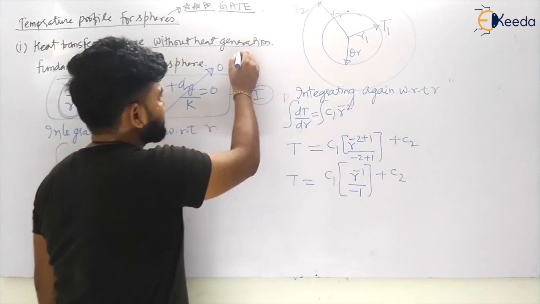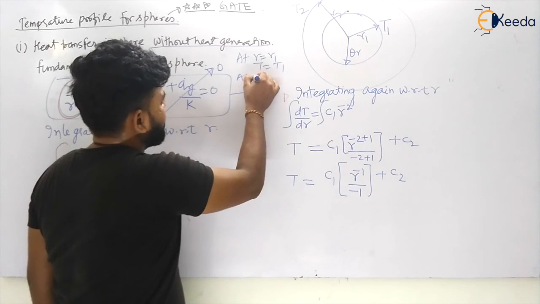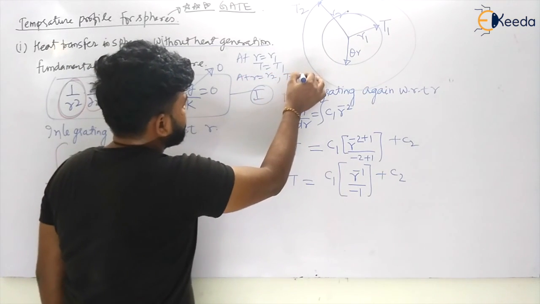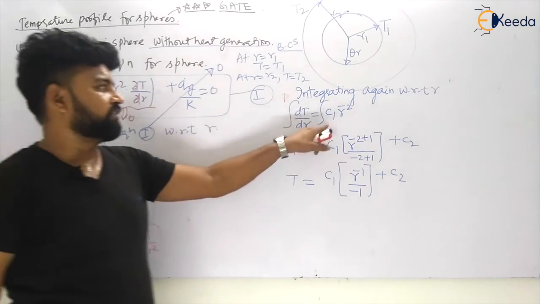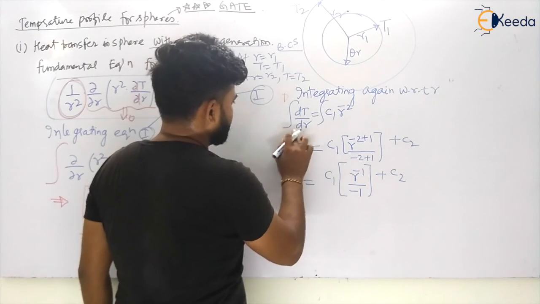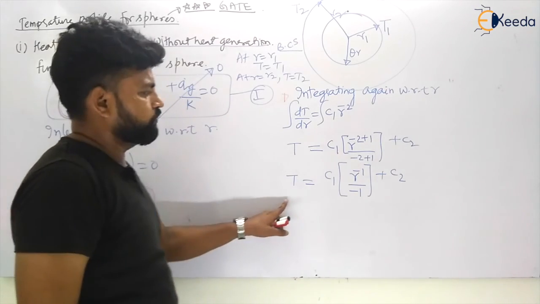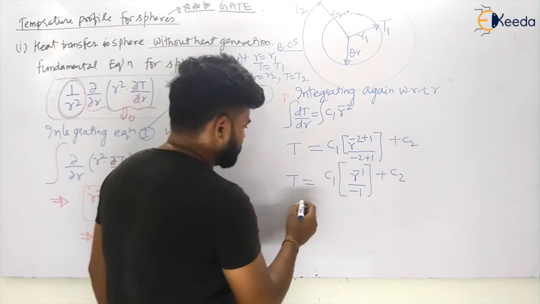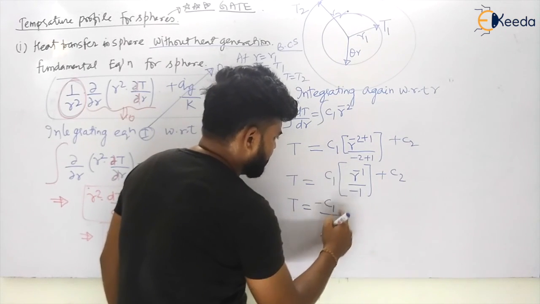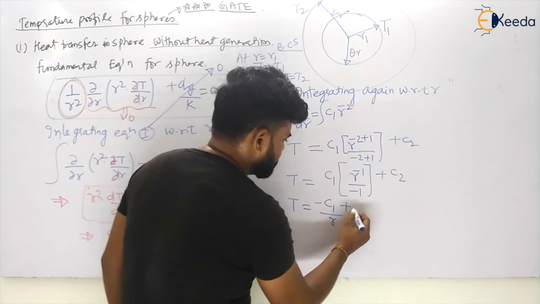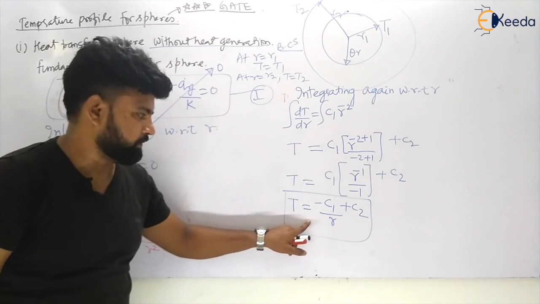So what are the boundary conditions? At r is equal to r1, T is equal to T1. At r is equal to r2, T is equal to T2. So these are your boundary conditions, my dear students. So putting the boundary conditions in this, what I will have, let us see. So let us solve it first. T is equal to C1 times minus 1 upon r plus C2. So I am getting this equation.